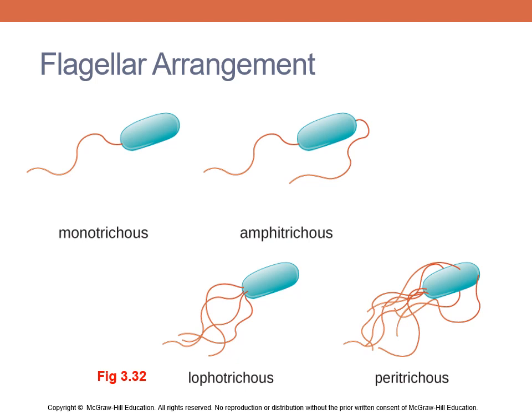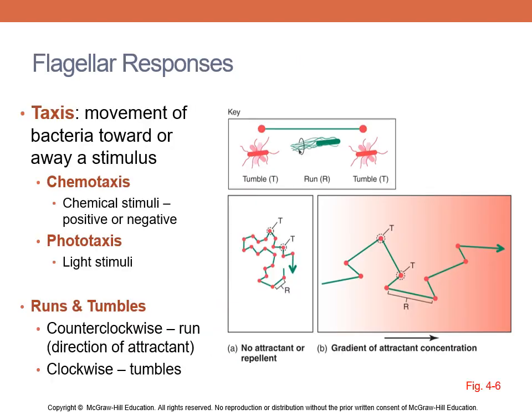Flagella help bacteria move in response to environmental stimuli such as light and chemicals. Flagella allow bacteria to move towards or away from a stimulus, and this is termed taxis. We can further define taxis based on the stimulus the bacteria are moving towards or away from. Positive taxis is when an organism is moving towards something, and negative taxis is when it's moving away from something.